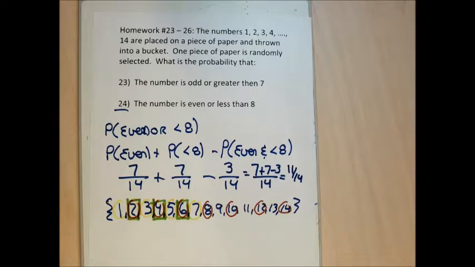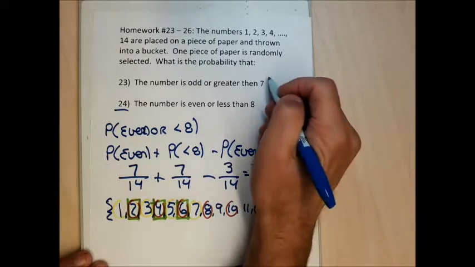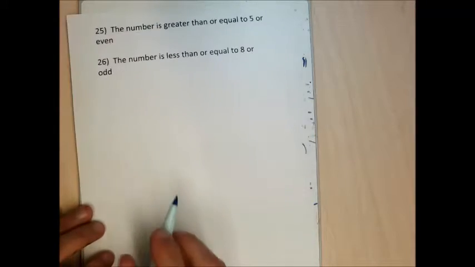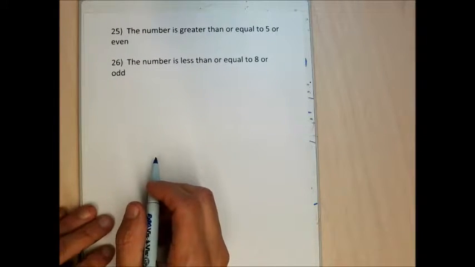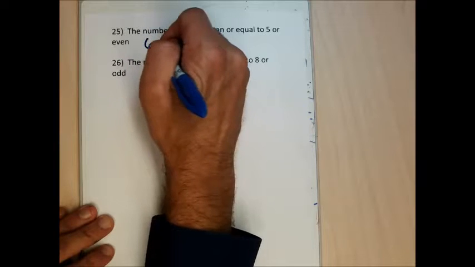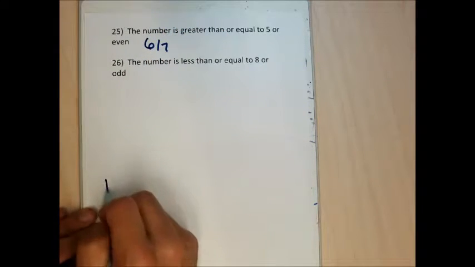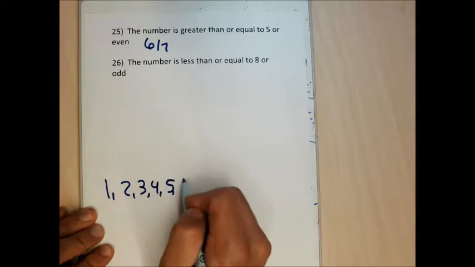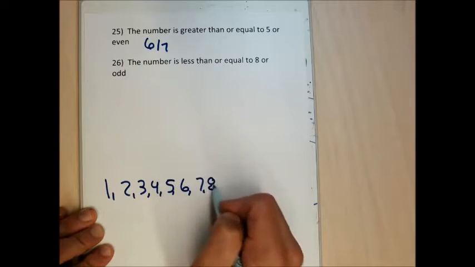All right, for your number 23, you also get 11 and 14 for your answer. Let's work through 25 and 26. Your 25, I get 6 and 7, which is a reduced answer. For my problem 26, let me just write down the sample space because it helps me do these or probabilities.